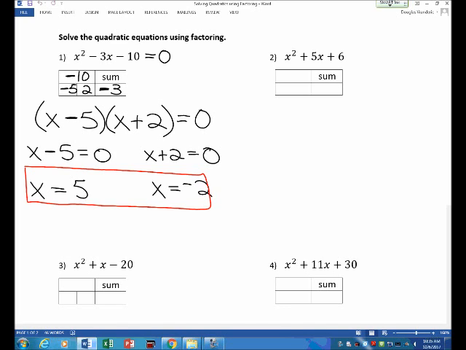Watch this. This is definitely wrong. Because this tells me it's an x and a y, and I don't know about you, but do you see a y up there? No. We'll get to how to write ordered pairs.